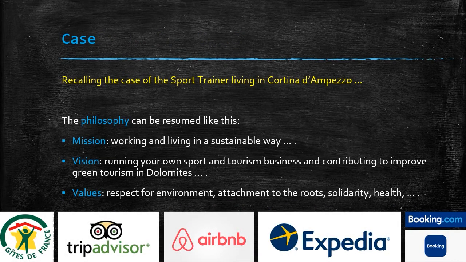Case. Recalling the case of the sport trainer living in Cortina d'Ampezzo, you can resume the philosophy like this. Mission. Working and living in a sustainable way. Vision. Running your own sport and tourism business and contributing to improve green tourism in Dolomites. Values. Respect for environment, attachment to the roots, solidarity, health.